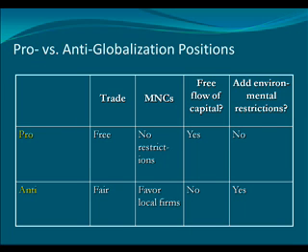If you're for globalization, you don't want restrictions on multinationals, you don't want restrictions on flows of capital, and you don't necessarily want to add environmental restrictions to trade or investment flows. If you're against globalization, you favor local firms over multinationals, you are not concerned about preserving free flow of capital, willing to go back to more restricted flows, and you would be, if you're from the environmental side of the anti-globalization movement, in favor of adding environmental restrictions.